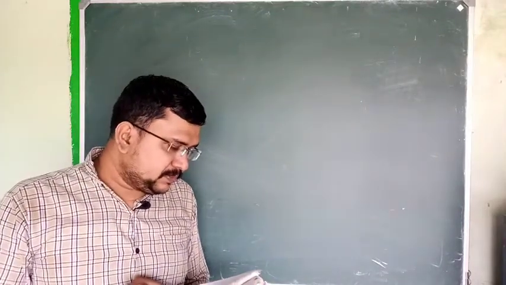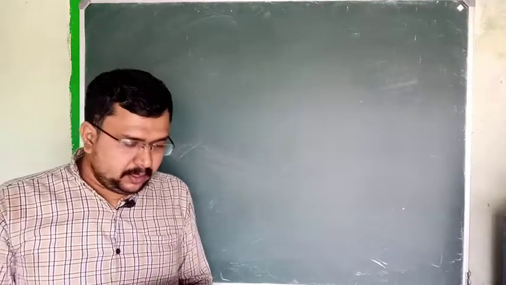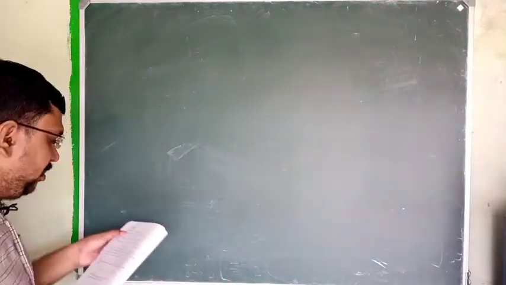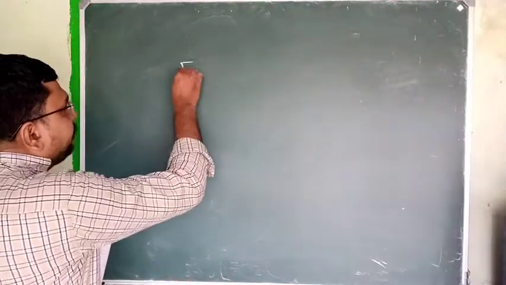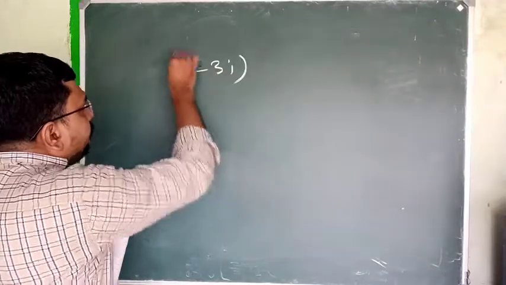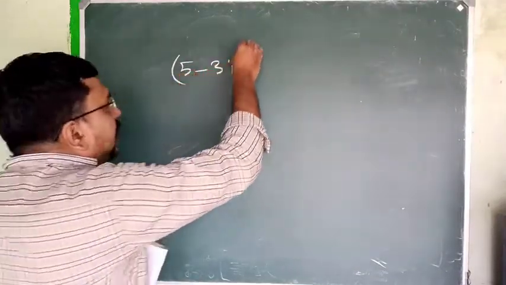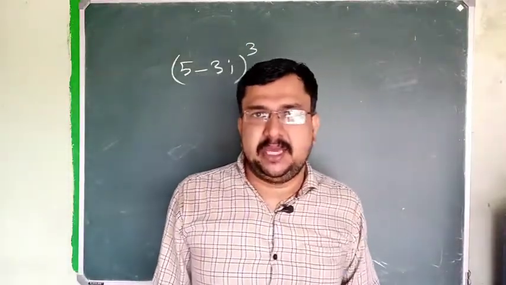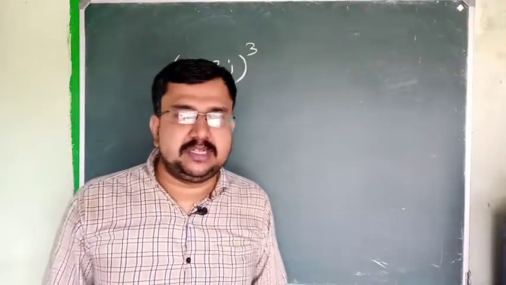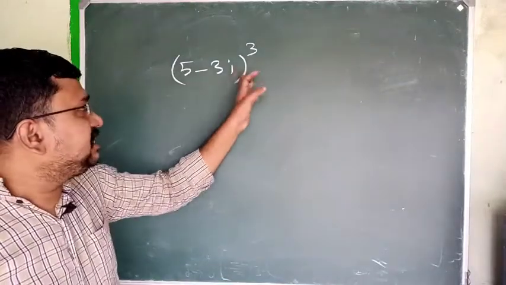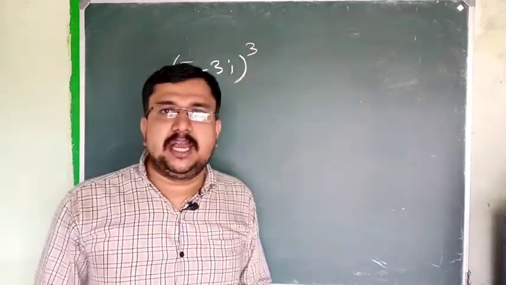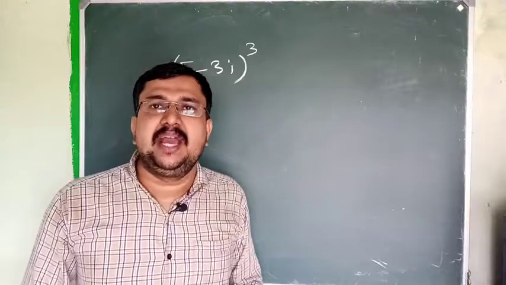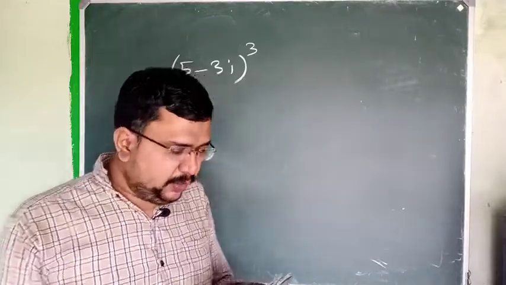Next problem is: express 5 minus 3i the whole cube in the form of a plus ib. Okay, our next question is 5 minus 3i the whole cube. Express this in the form of a plus ib. Okay, how to do it?